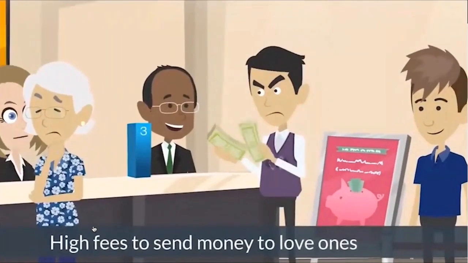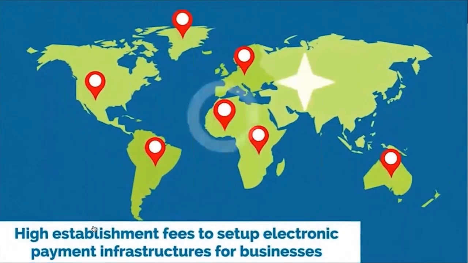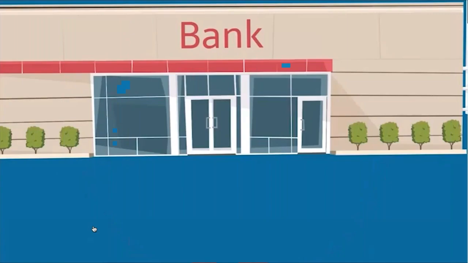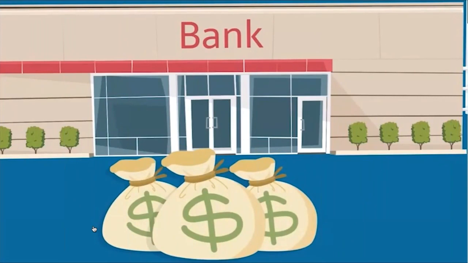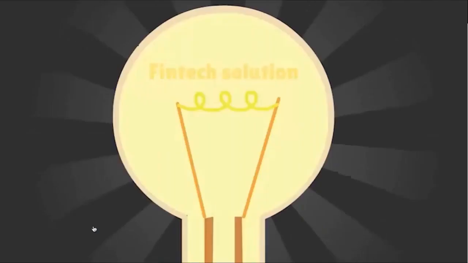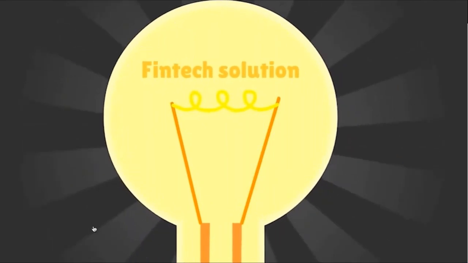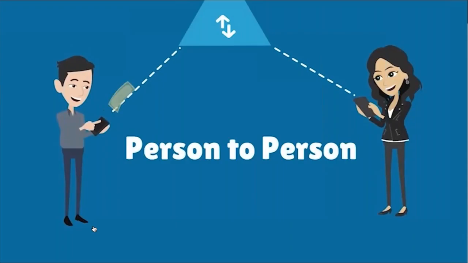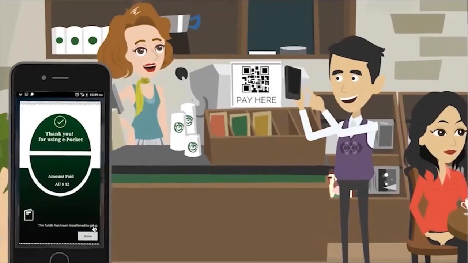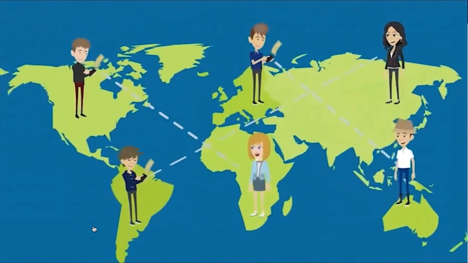In a world where finding the right solution for financial inclusion in developing countries has always been a challenge, and payment processing fees are ever increasing across the globe, introducing ePocket. ePocket is a fintech solution for mobile payments between person to person, person to business, business to business, and cross-border payment between countries throughout the world.